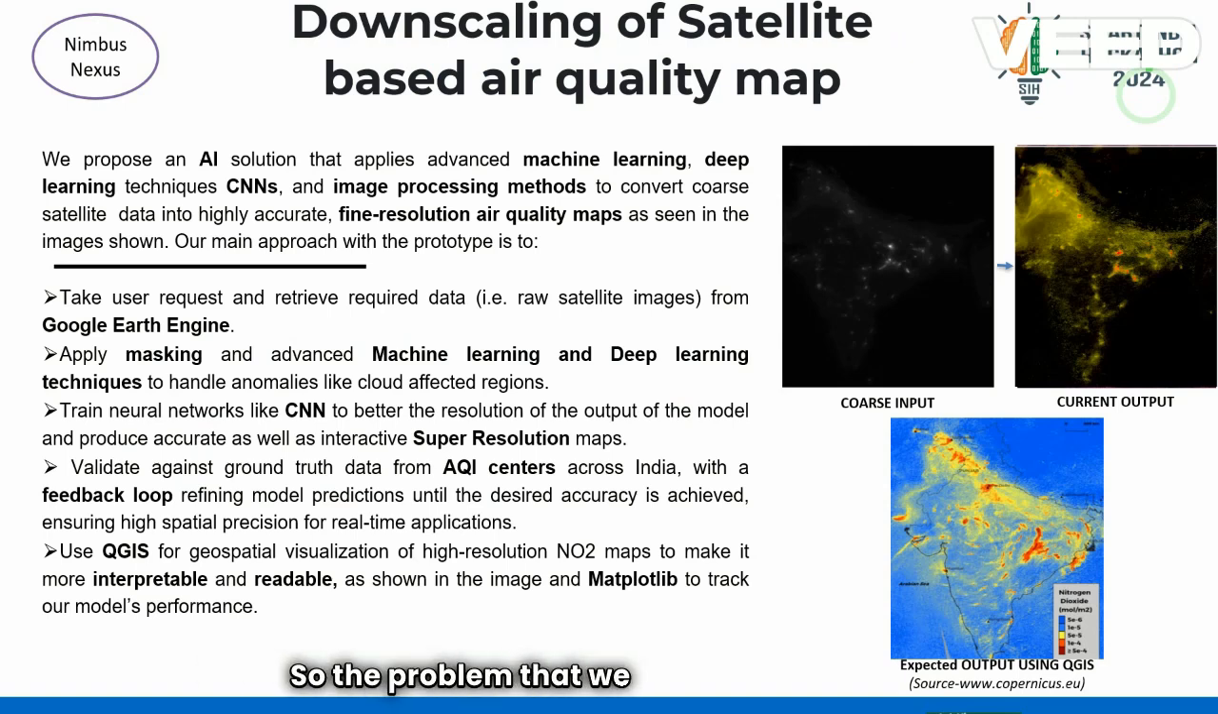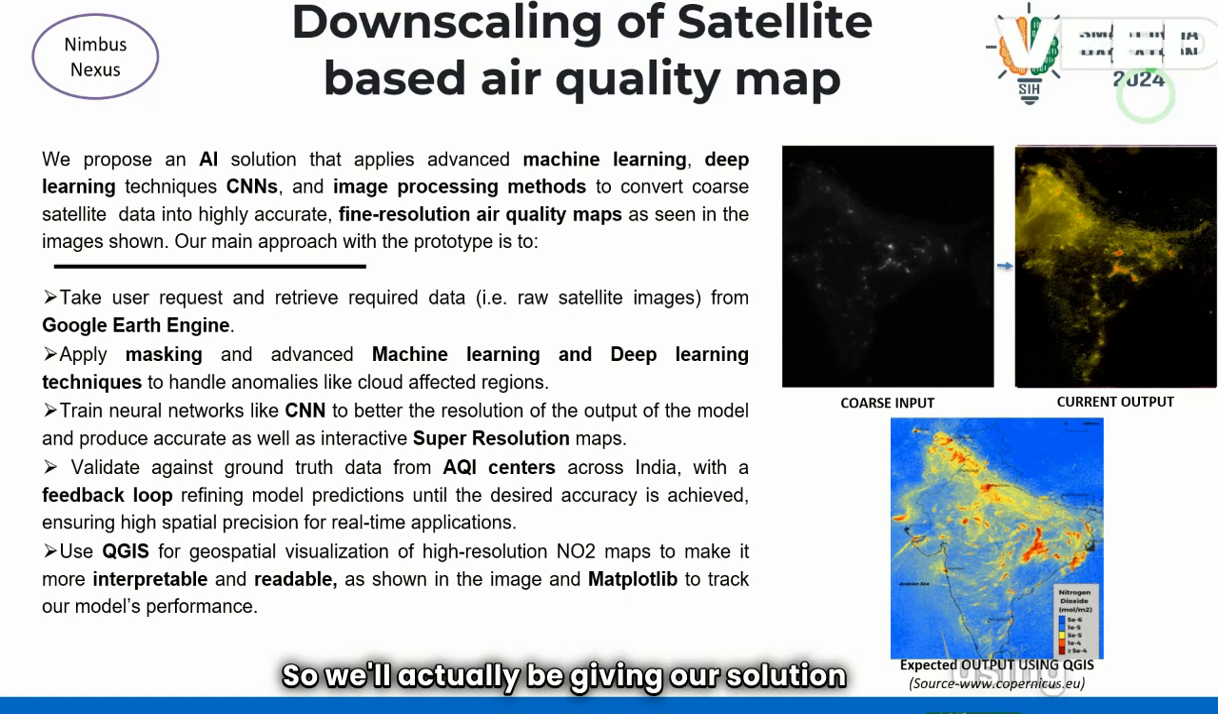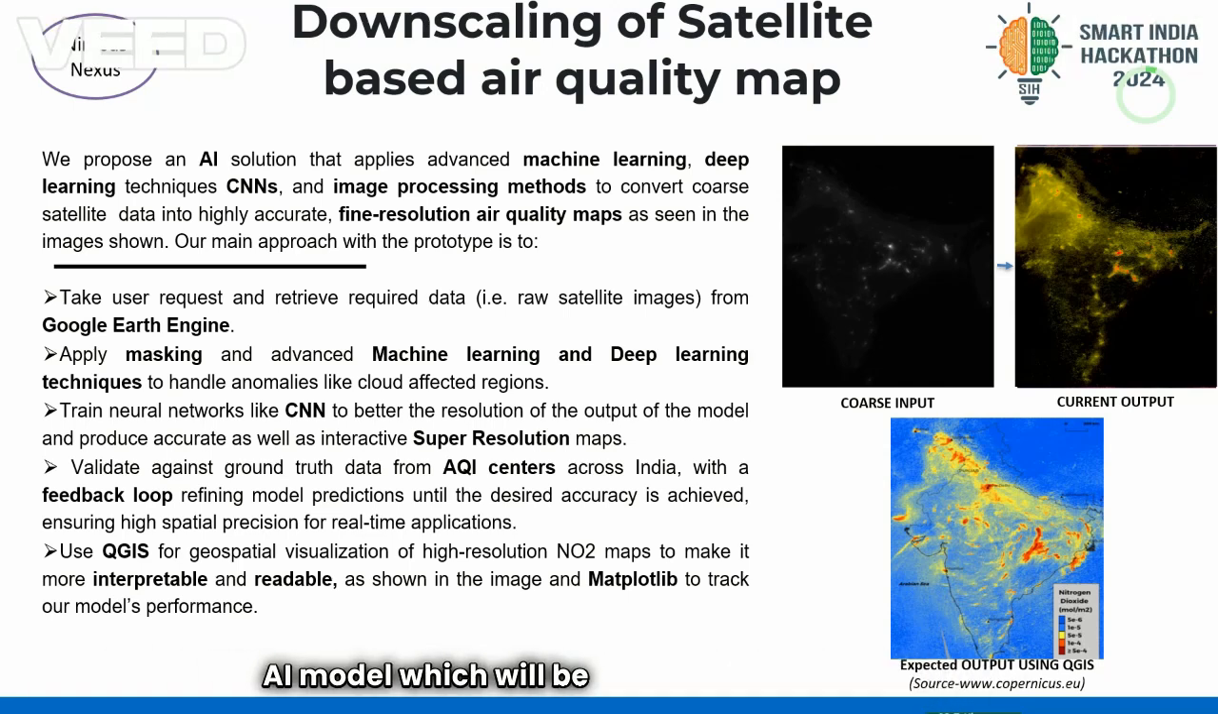So the problem that we are addressing is the coarse data that we get from the satellites, which is not actually inferable and actionable. So we'll be giving our solution using an AI model, which will be using machine learning, deep learning, and other image processing techniques to convert the coarse data into highly accurate granular data, which is actually dependable and actionable.